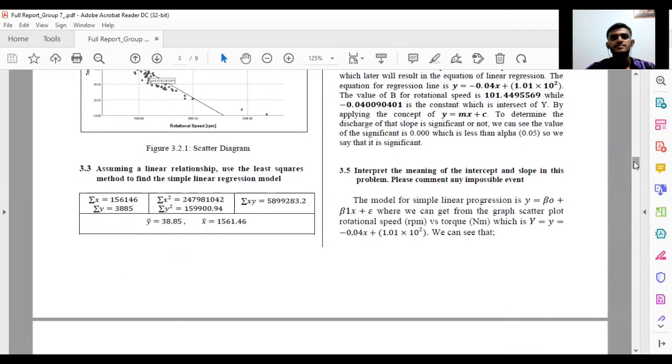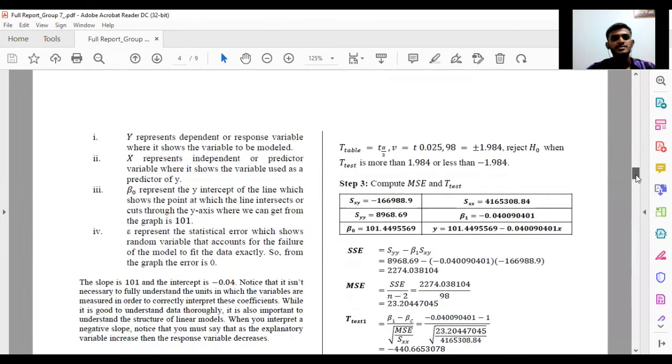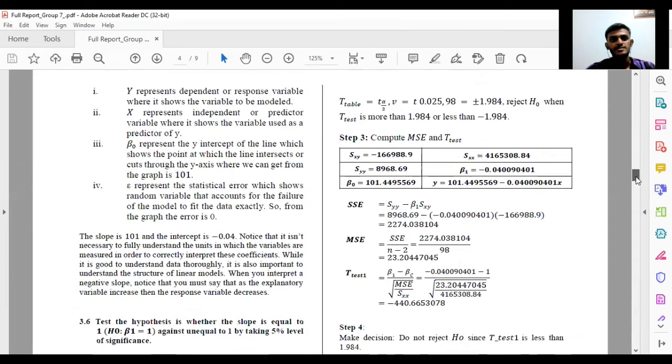The next part is to interpret the meaning of the intercept and the slope. The model for simple linear regression is given by this equation, where we can get the graph of the scatter plot of rotational speed versus torque. The y represents the dependent variable, x represents the independent variable, beta naught represents the y-intercept, and the epsilon represents the statistical error. The slope is 101 and the intercept is negative 0.04. When we interpret the negative slope, as the explanatory variable increases, the response variable will decrease.